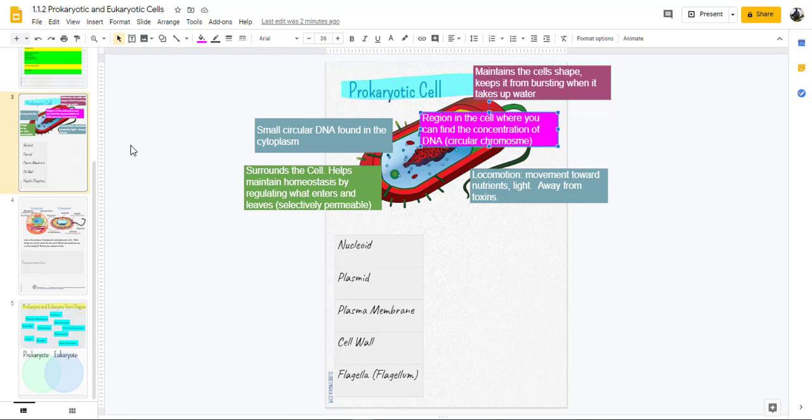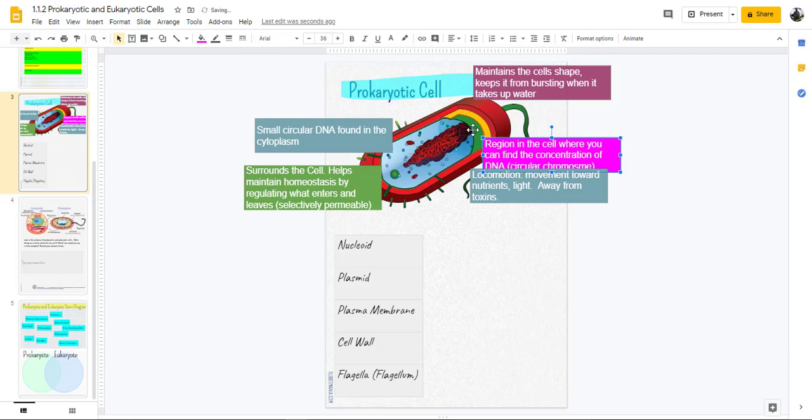But what I'm going to do is talk about each one of these parts and just drag it down to its name. So I'll start with our prokaryote here. I've got this description, the region in the cell where you can find the concentration of DNA. So if you look at this cell, it's actually in here in the middle. Looks like a bunch of squiggly lines. It's a chromosome, so DNA that's been coiled up, and you could take that chromosome out of this prokaryotic cell and stretch it out, and it would be one circular chromosome.